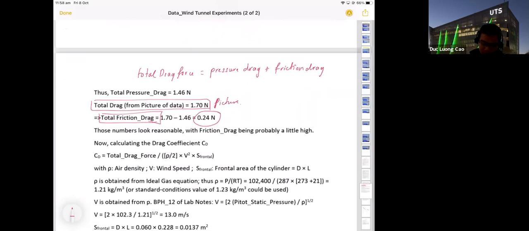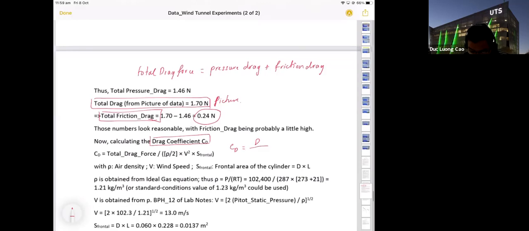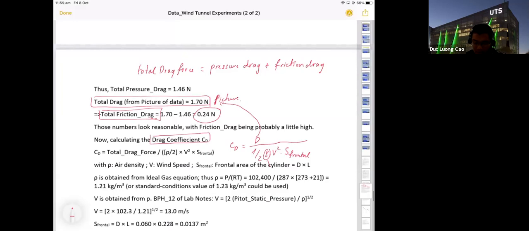And step 4 is you have to find the drag coefficient CD. CD has the equation: CD equals total drag force divided by 1/2 rho V squared S, where S is the frontal area. Drag is the total drag. Rho is the density. V is the velocity. The air velocity you can find from dynamic pressure, or pitot-static tube pressure. Sorry, V from dynamic pressure.